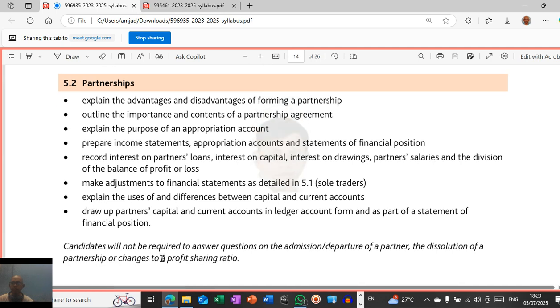So candidates will not be required to answer questions on the admission or departure of partners, the dissolution of partnership or changes to partner sharing ratio. So this you will be learning in A levels. Particularly A levels, not even AS level, you will be learning in A levels.